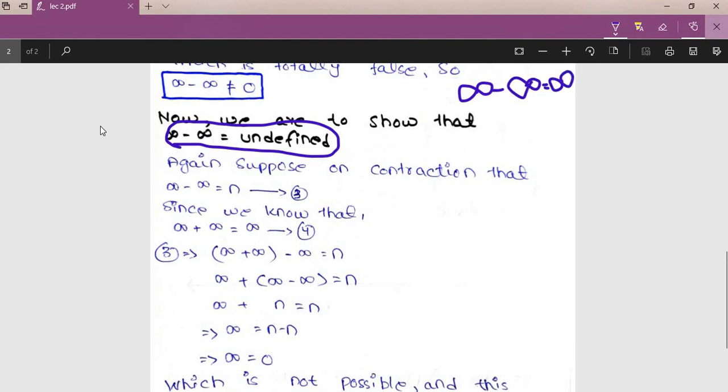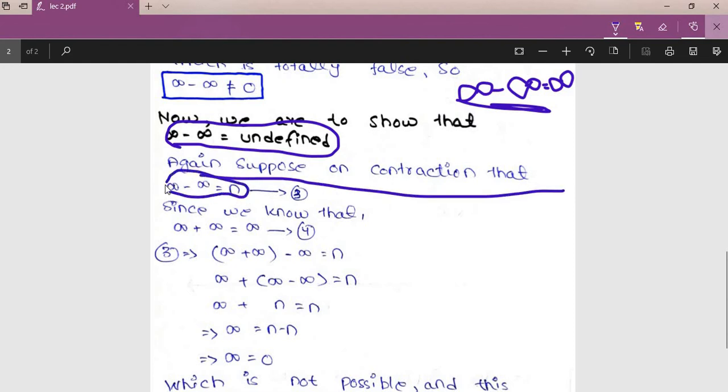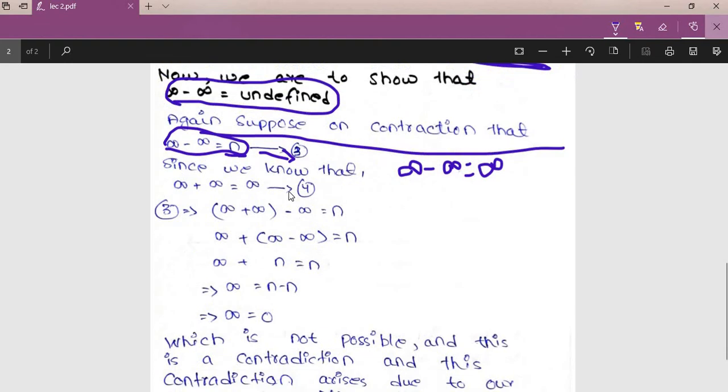Now let's suppose again we have to prove this thing, like infinity minus infinity is equal to infinity. Again suppose by contradiction that infinity minus infinity is equal to n. We are just supposing, on a contrary basis, that infinity minus infinity is equal to n. Let's say that this is equation number 3.